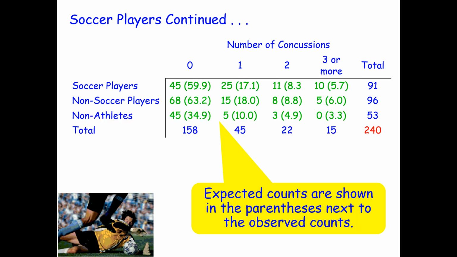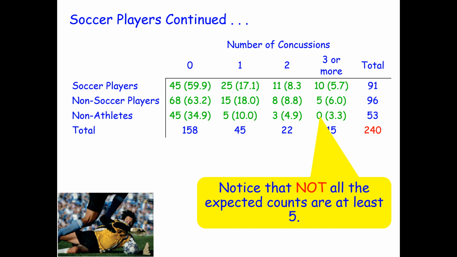Now our expected counts are shown in the parentheses next to our observed counts. So again, the expected counts are in the parentheses. Our observed counts are not in the parentheses. Now notice that not all of the expected counts are at least 5.